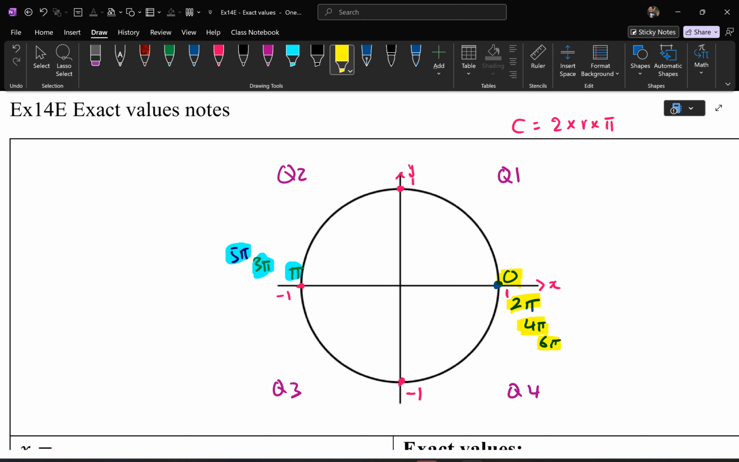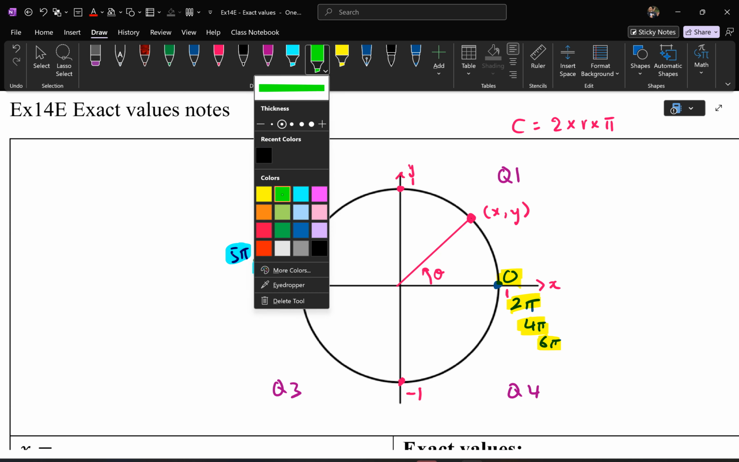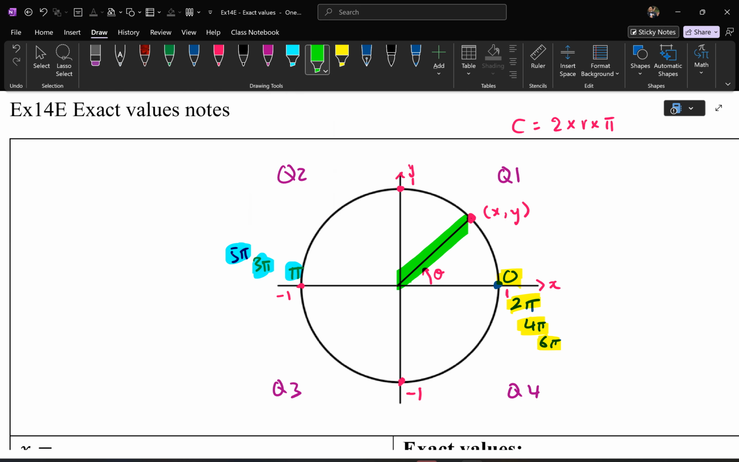Then I explained to you the coordinates. So I picked out a point. When you make a certain angle, if I rotated anti-clockwise by a certain degree, I land at this spot. At this particular spot, it must have an x and a y coordinate. And I showed you that you can actually see a right angle triangle that occurs. You get this radius of the circle, which is 1.